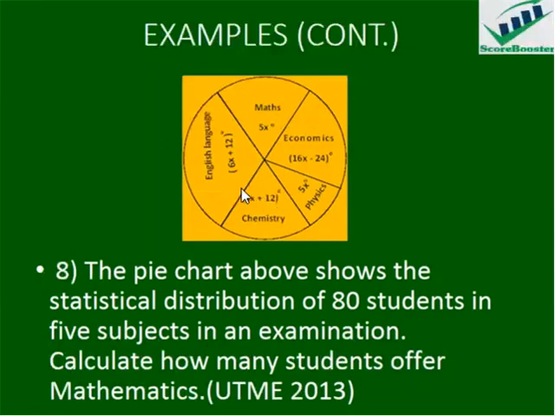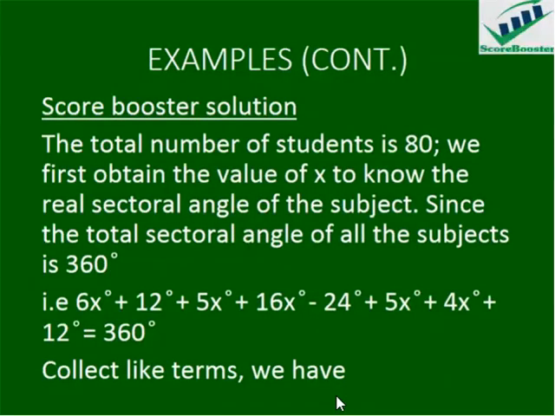Then we substitute the value of x into the sectoral angle of each of the subjects to obtain their original sectoral angle, which will not be in terms of x. Then after that, we now use the formula for obtaining sectoral angle to calculate the total number of students that offers mathematics. So now let's move to solution. From the question, the total number of students is given as 80.